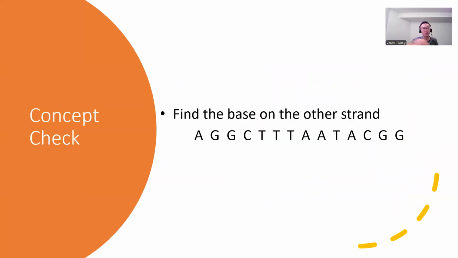Quickly, if I give you this strand, can you tell me what is the missing half? Just take a moment and do it. You don't have to tell me. I'll give you half a minute or something, and then I'll write out the answer. Think about what pairs with what.